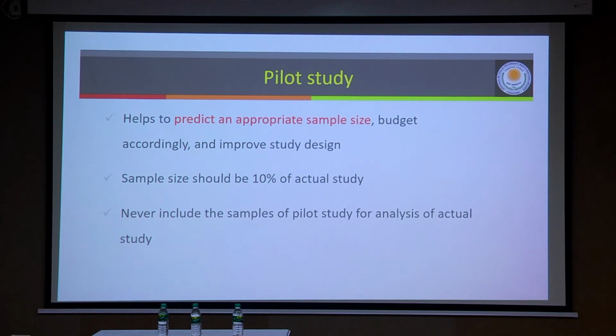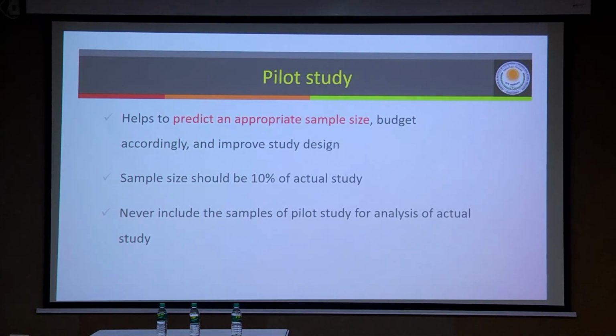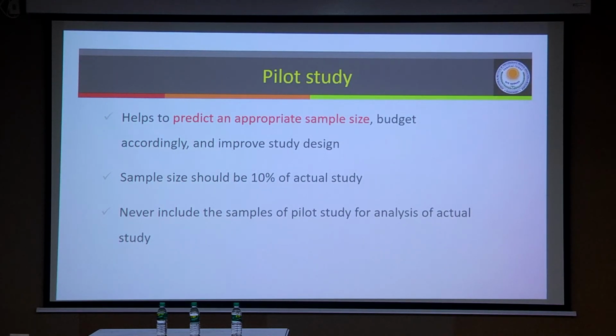Most of you would have come across, as Madam said, in the ethics committee or scientific committee, they will ask you how you calculate the sample size. If you have a pre-existing study, you can calculate from that. But if you are doing something new, you don't have a reference to calculate your sample size. So they usually ask you to conduct a pilot study and find out what number of samples you will need to prove your theory. The other advantage is you can budget accordingly and you can also improve your study design.